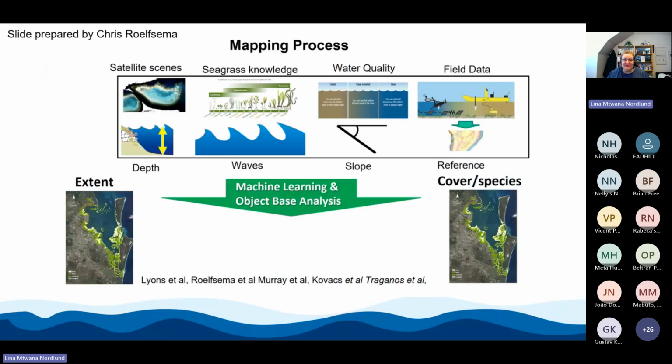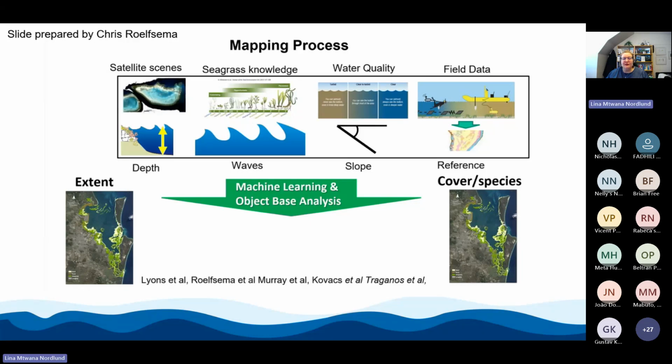One product that requires a lot of information is, for example, mapping, and to do, for example, seagrass distribution maps. This slide is prepared by Chris Rolsema, and he showed it this morning. And I kidnapped it because I think it's really good, showing that there's a lot of work going into actually doing really good distribution maps, and you need to have complementary knowledge. And field data is actually also very, very important to verify what you're doing.